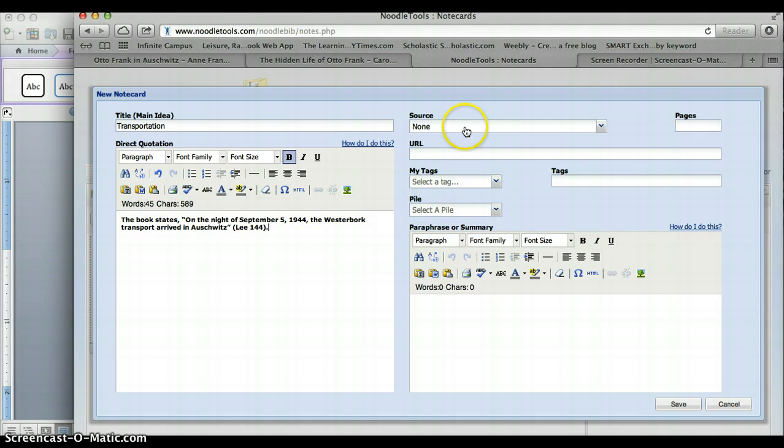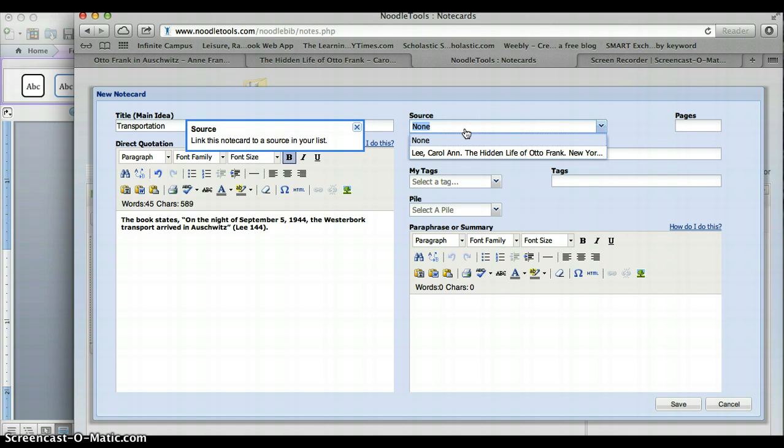Where it says source up at the top, that's where you're going to click down and choose one of the sources you have in your Works Cited page. This is The Hidden Life of Otto Frank, so I'm going to click that source. You do not need to put in any information in pages, URL, the tags, or the pile. Please leave this all blank.